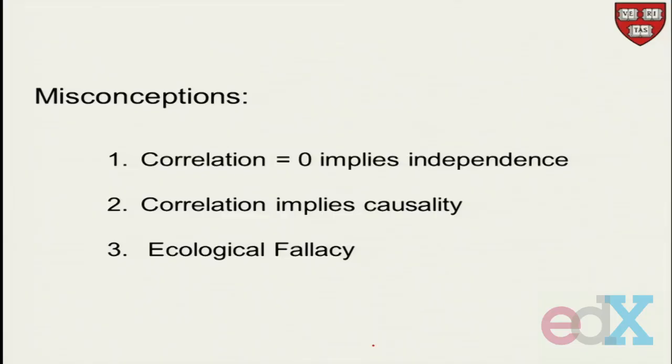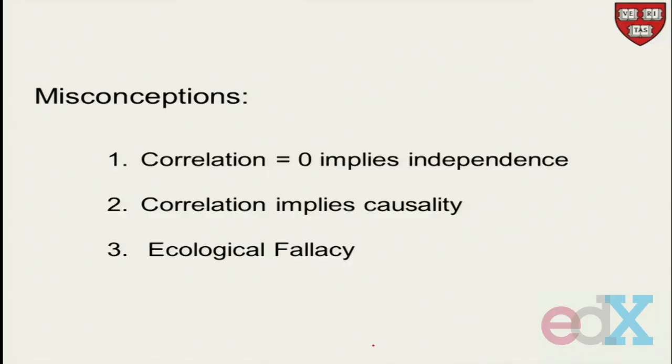All right, so now that you've seen the correlation coefficient, you can see how we can make inference with it. I want to bring up 3 very important misconceptions that people make when they first are, and later actually, exposed to the correlation coefficient. The first one is what I've just mentioned, that correlation equals 0 implies independence. That's a misconception. It does not. Correlation equals 0 does not imply independence.